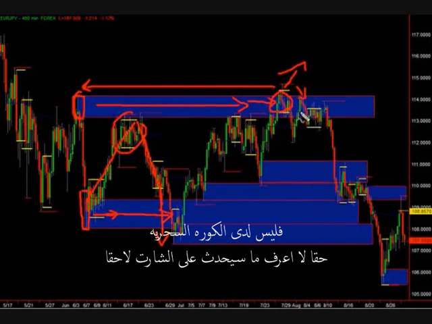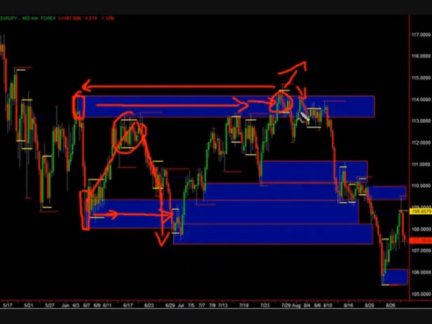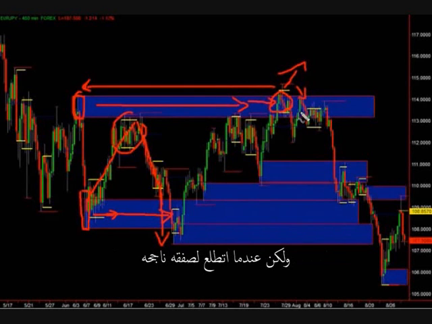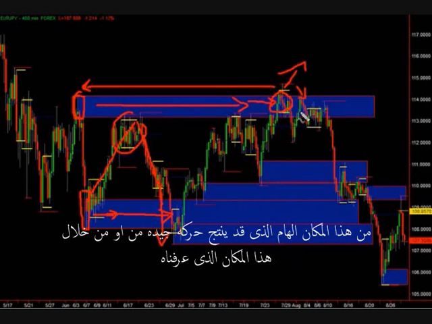I really don't know what's going to happen on the chart next, but what I'm trying to do is increase the chances, increase the probability that when I do place a trade, this is a location that is of interest. It is a location that could produce a good move away from or through the location that's being identified.